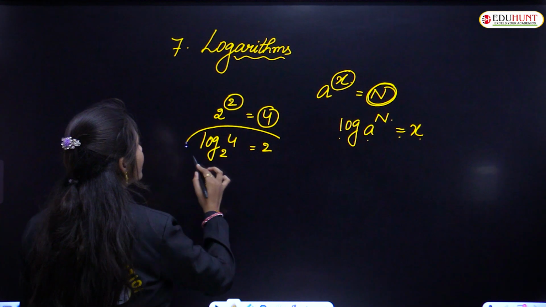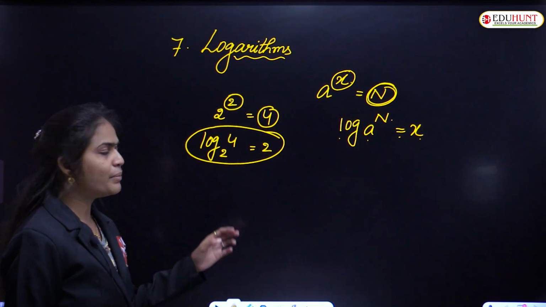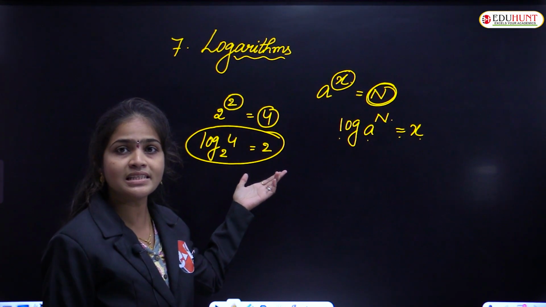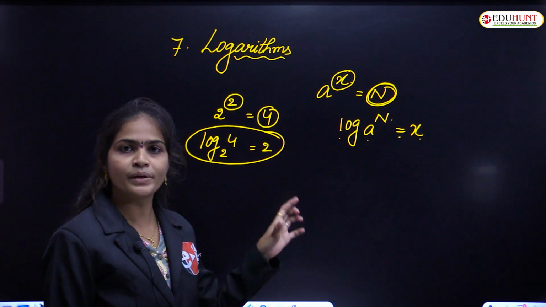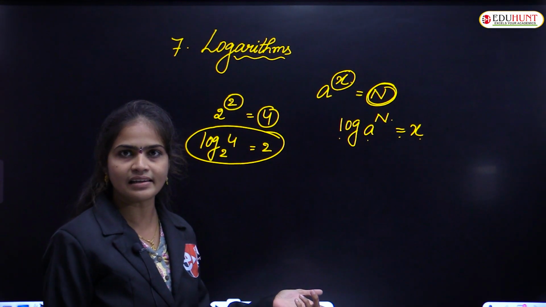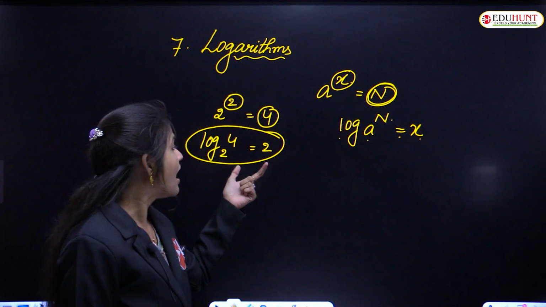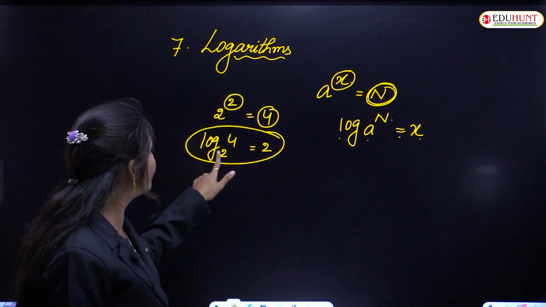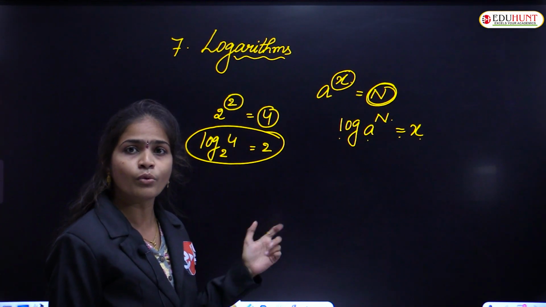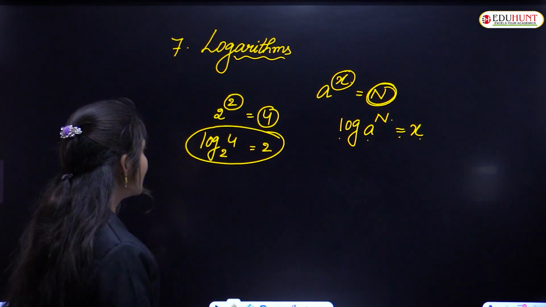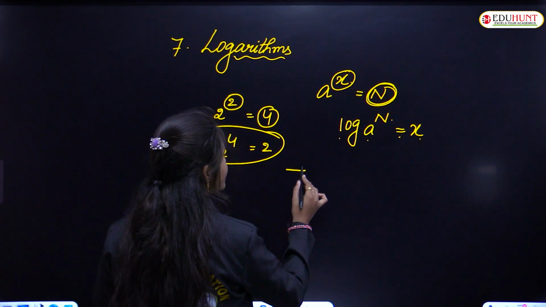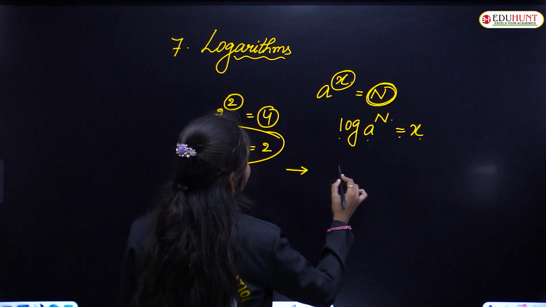So this is the logarithm form. Why? Because here we have some laws. We will discuss those laws briefly in a later class. Just I will tell you how we get that log 4 to the base 2 is equal to 2. What is the proof? You may have that doubt, so I will tell you what law we used here.